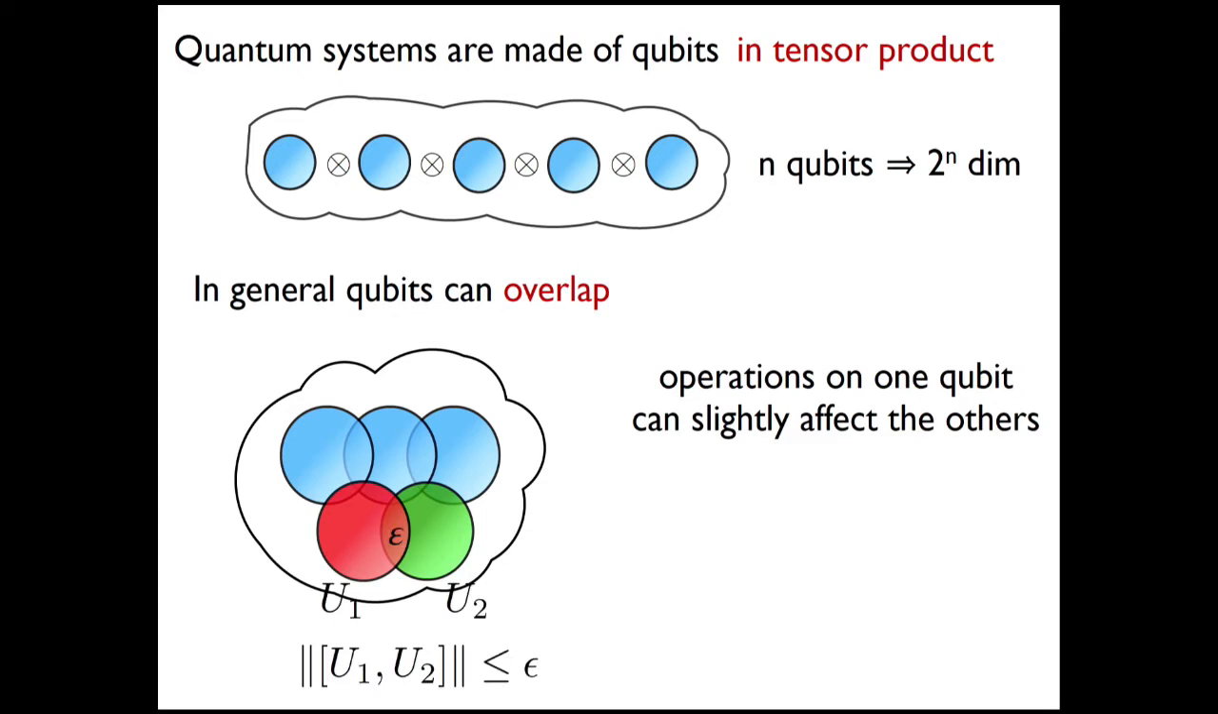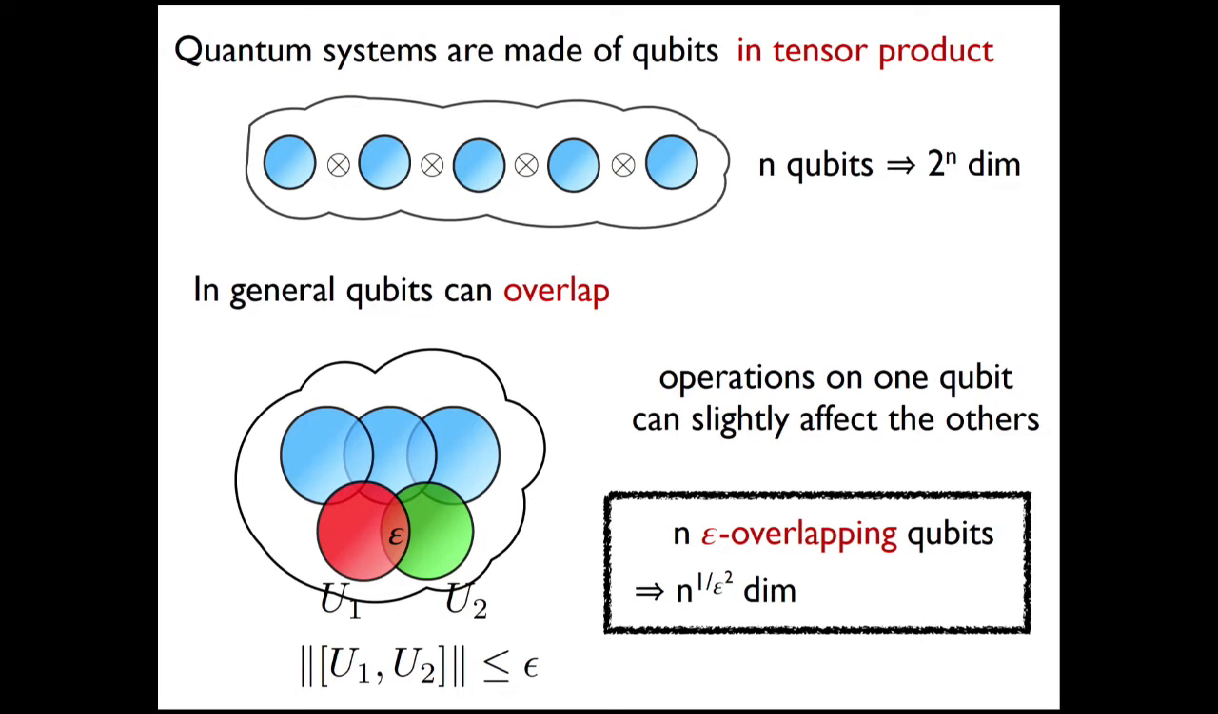So for example, if you have access to two qubits, meaning you can perform arbitrary unitaries on them, let's denote them by U1 and U2, and the overlap of these two qubits can be defined as the upper bound of the spectral norm of their pairwise commutator. So an interesting consequence of this definition, as we will show, is that if we allow a pairwise overlap of epsilon, then n qubits can be packed into a space with dimension only n to the 1 over epsilon squared.